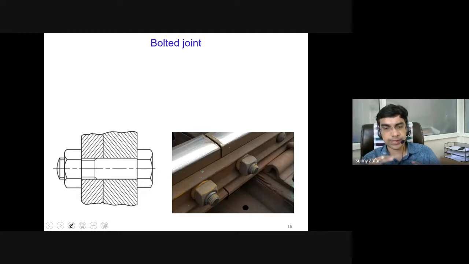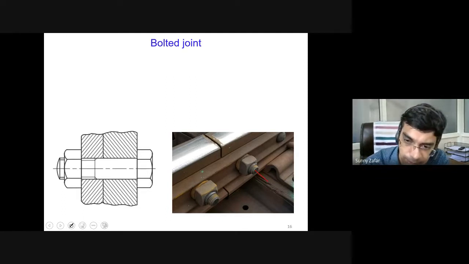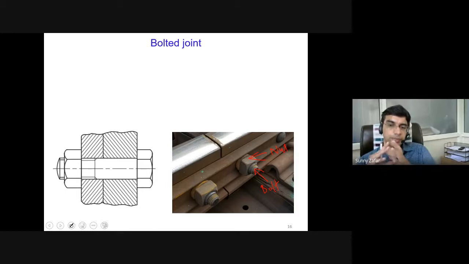Next, we come to the assembly of these threaded fasteners. The most common assembly with threaded fasteners is the bolted joint. If you look around yourself, you'll find a lot of bolted joints. In it you have a bolt, which is what is passed in between, and then what is coming on top of it is known as the nut.